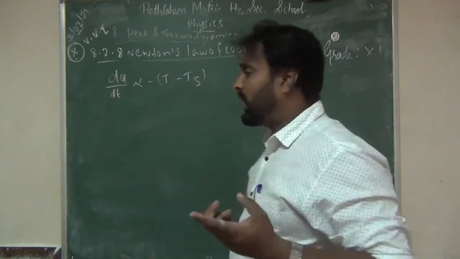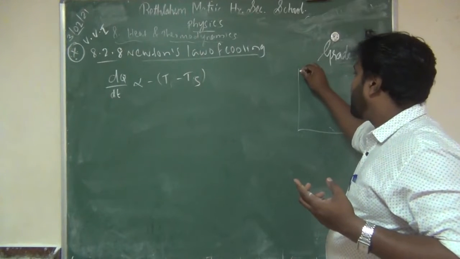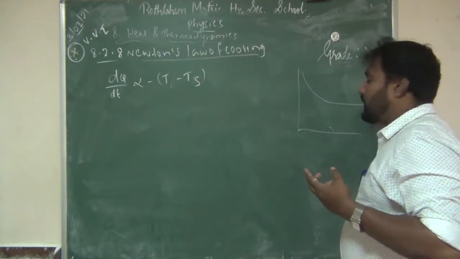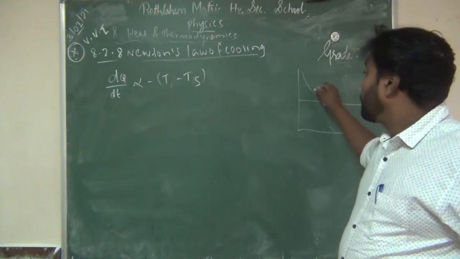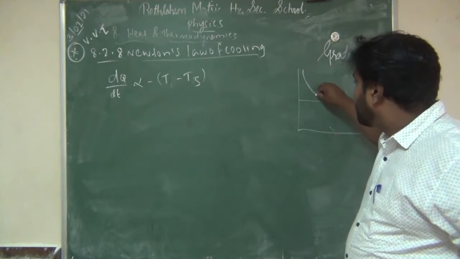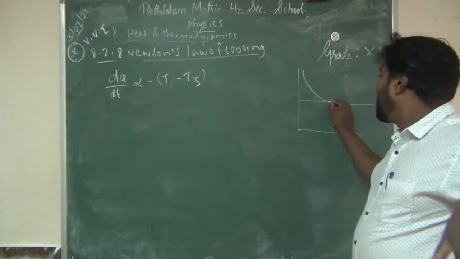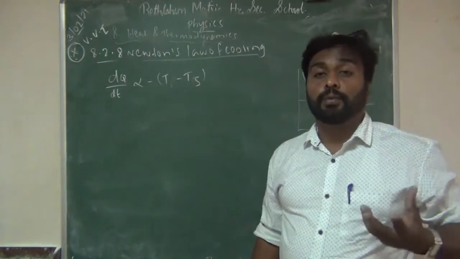So what is happening is you will get a graph of Newton's law of cooling, when the temperature decreases. You see, we are keeping a cup of tea. First, the temperature suddenly decreases. When it reaches near the room temperature, then it won't decrease further. At that point we can drink that cup of tea.